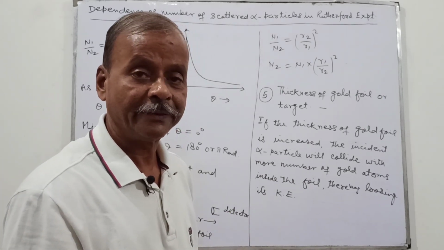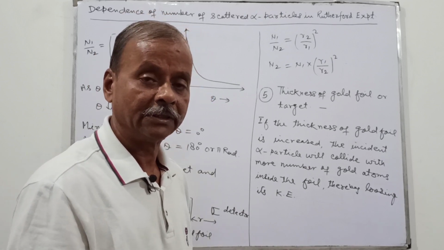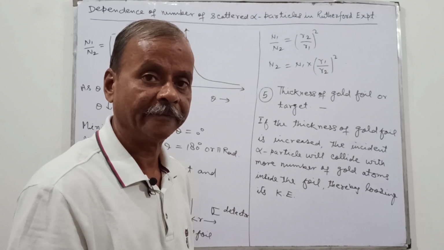The alpha particle will not be scattered because this will be absorbed by the foil. So what we have, that the foil must be as thin as possible.